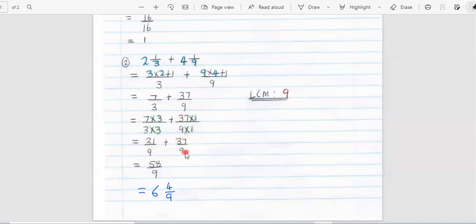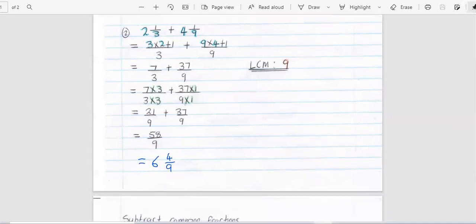Then you're gonna add the two numerators. Since the denominators are the same, you keep the same denominator, which is 9, then add your numerators. So we're gonna have 58/9. And you can write it as a mixed number, which will be 6 and 4/9. So 9 can go into 58 6 times, and it will leave a remainder of 4 over the denominator, which is 9. So you keep the same denominator of 9. So that is in terms of addition.